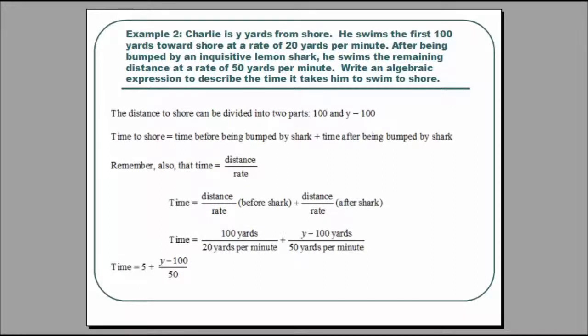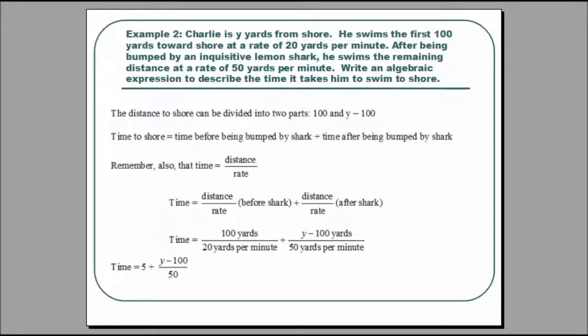In example 2, Charlie is Y yards from shore. He swims the first 100 yards toward shore at a rate of 20 yards per minute. After being bumped by an inquisitive lemon shark, he swims the remaining distance at a rate of 50 yards per minute. Write an algebraic expression to describe the time it takes him to swim to shore.